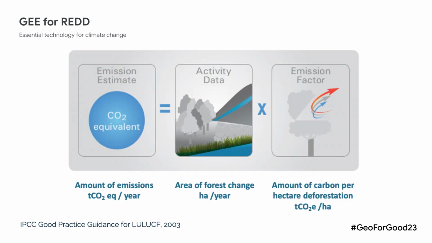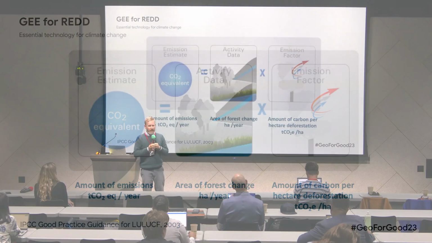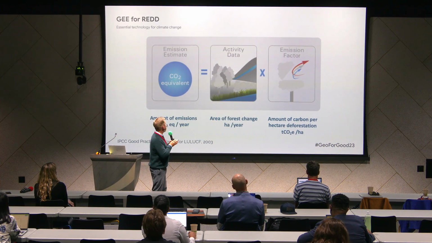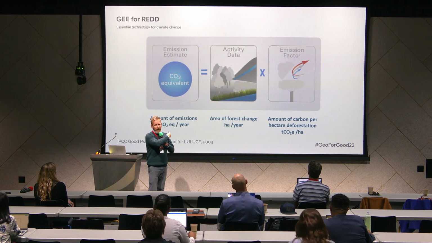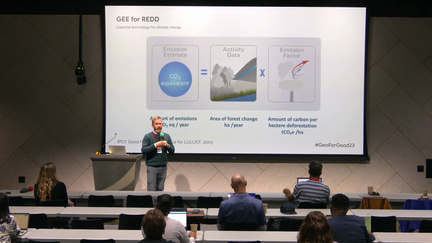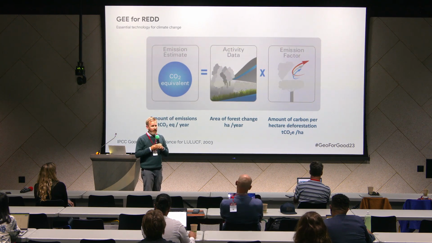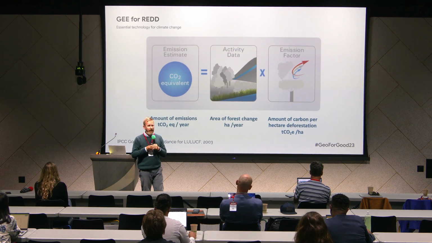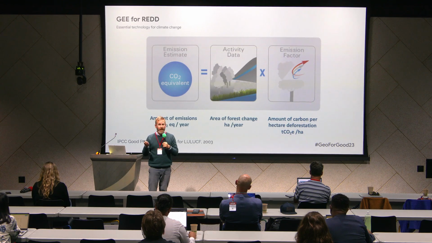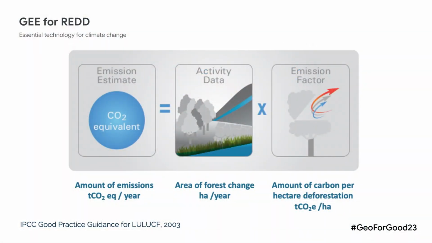So I'm just going to start out really basic, trying to quickly explain what REDD is, reducing emissions from deforestation and forest degradation. And this is basically, in a nutshell, what we're trying to do. Take the area of deforestation and forest degradation, multiply it by an emission factor, or how much carbon biomass is in that area, to produce an estimate of emissions. And that's all we're trying to do. It's a very simple equation, nearly impossible to get right.